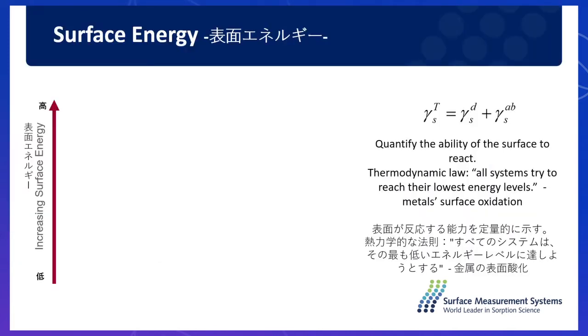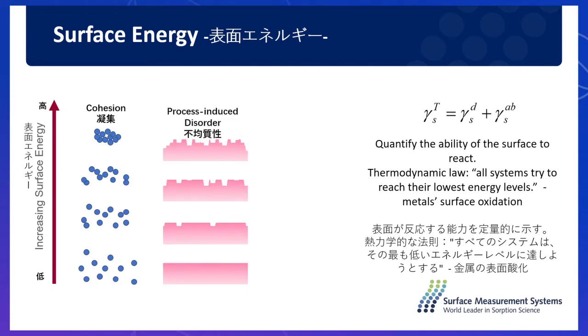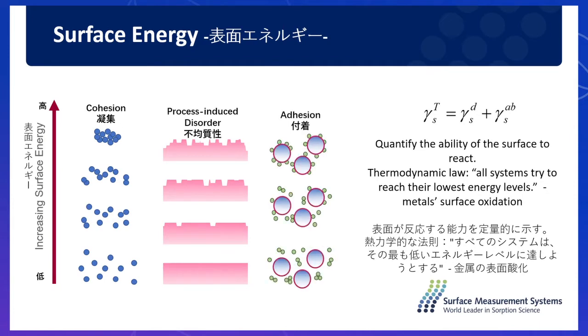Surface energy correlates with other properties of your solid materials, like cohesion, process-induced disorder, and adhesion. The total surface energy of a solid can be divided into two components, the dispersive and the polar component, which is also called acid-base. It means the same. And the surface energy quantifies the ability of the surface to react with the surroundings.